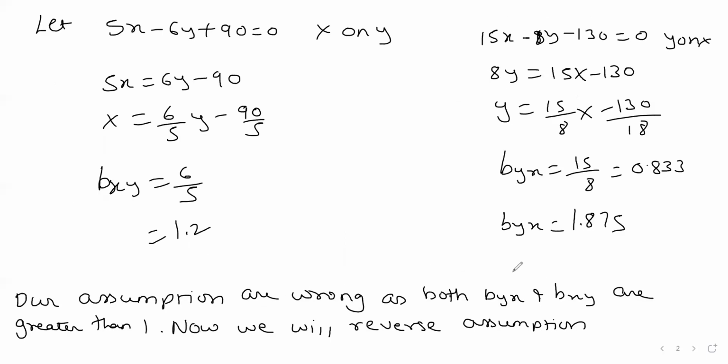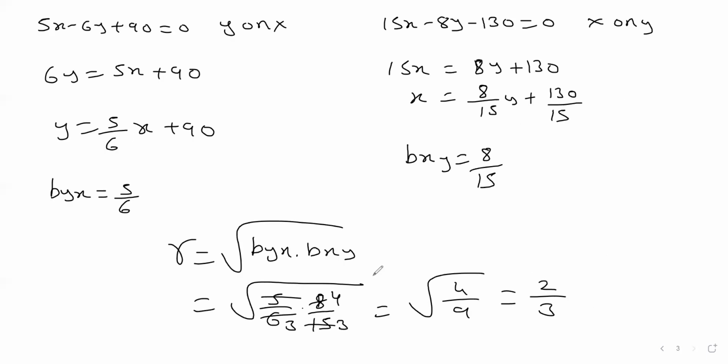We did not find r in the earlier case because both were greater than 1, so it is not possible. Here both are less than 1, so r is 2/3. And r will have the sign of byx and bxy, so it is plus 2/3.